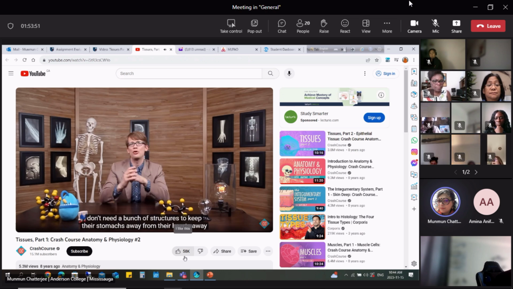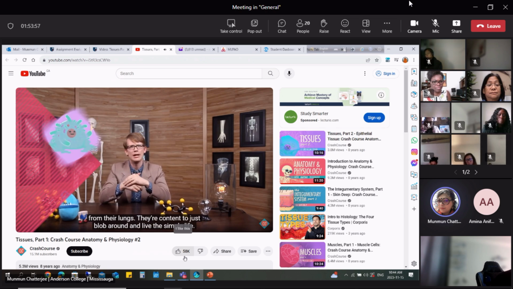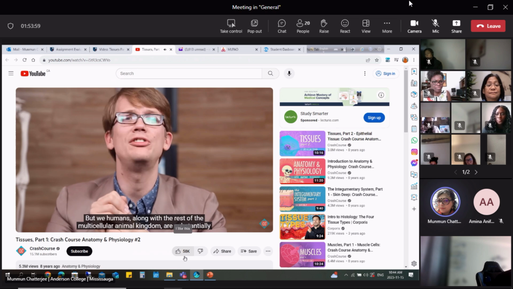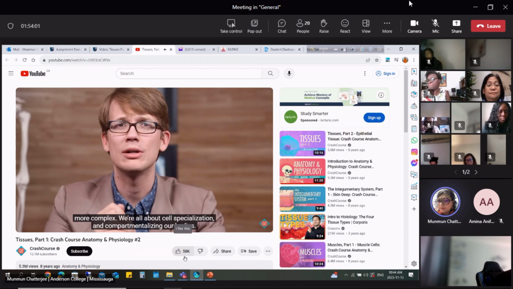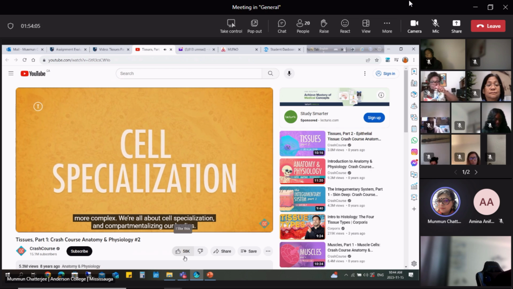They don't need a bunch of structures to keep their stomachs away from their hearts, away from their lungs. They're content to just blob around and live the simple life. But we humans, along with the rest of the multicellular animal kingdom, are substantially more complex. We're all about cell specialization and compartmentalizing our bodies.